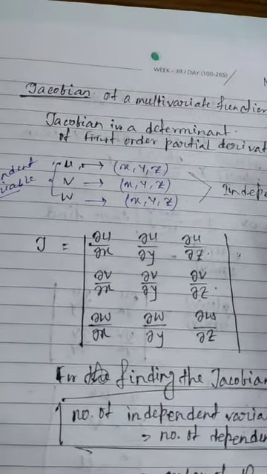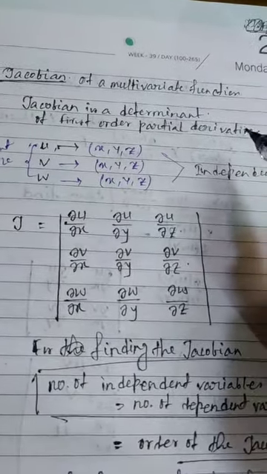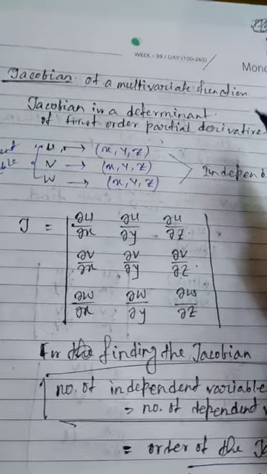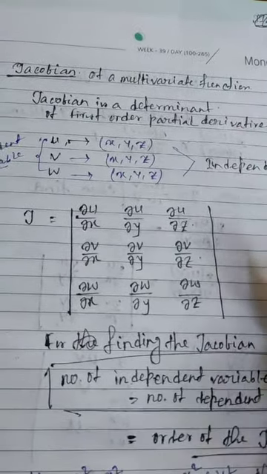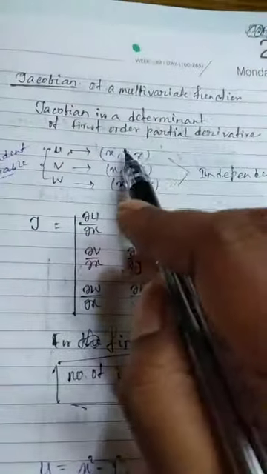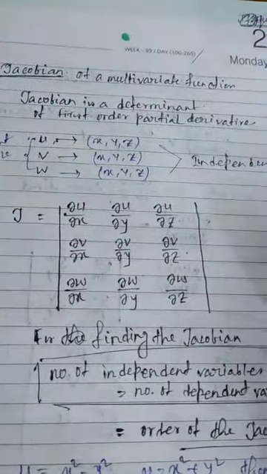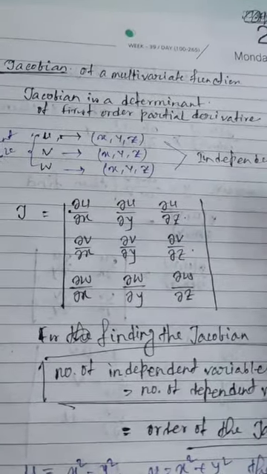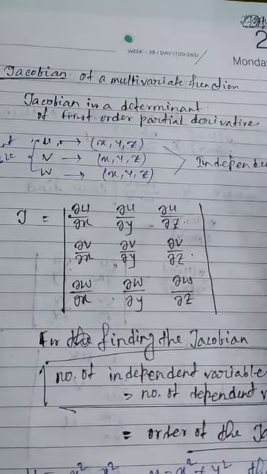Guys, in this video, we will discuss how we can find the Jacobian of a multivariate function. So first of all, we have to know what a Jacobian is. Actually, the Jacobian is the determinant of first order partial derivatives. So now let us explain the Jacobian.